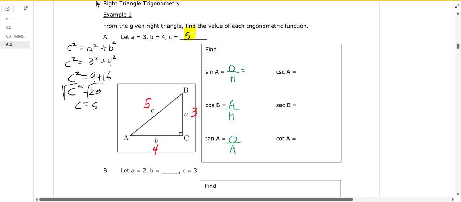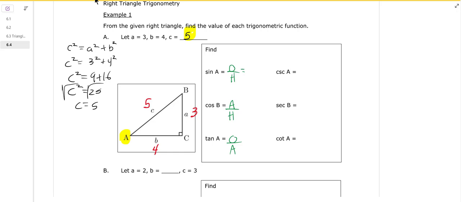If we're focusing on the angle A, the side opposite is this part, that would be the 3. And then the hypotenuse is the 5. The opposite is always on the other side of the triangle. So if you're looking at A, this is the side opposite. 4 is the side adjacent. C is the hypotenuse. The hypotenuse is always the hypotenuse. So that ratio would be 3 over 5.